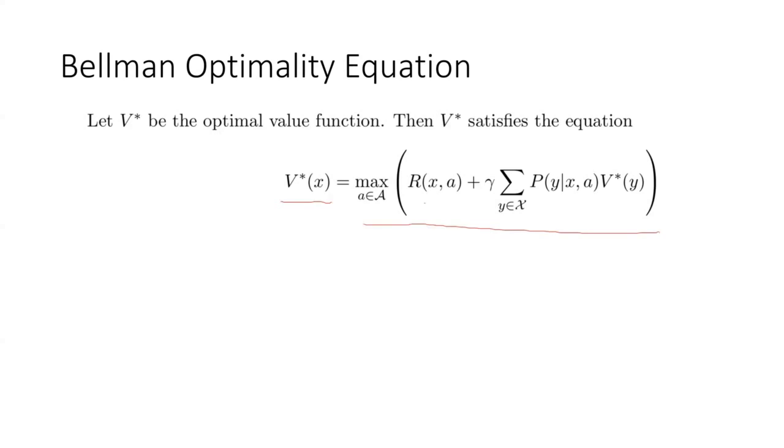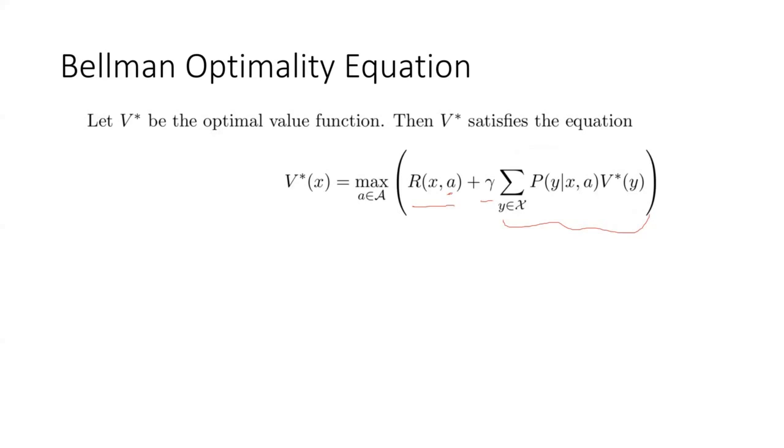Inside the parenthesis, you have the reward corresponding to the current state and current action plus gamma times summation over y, next state, p of y given x, a, V star of y. If you think about it, this term is nothing but the expected value corresponding to the next stage. So inside the parenthesis, what you have is the reward corresponding to the current state and current action plus gamma times expected value corresponding to the next stage. But here you have already fixed an action.